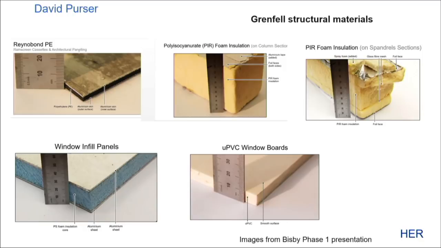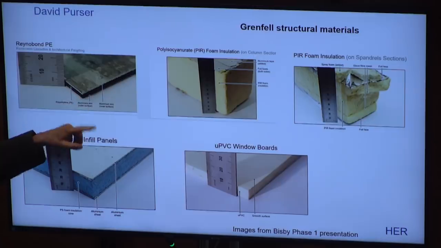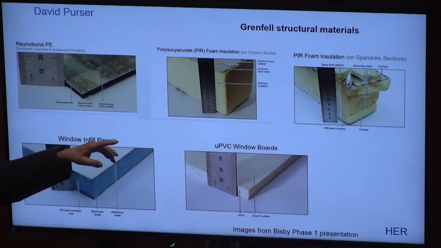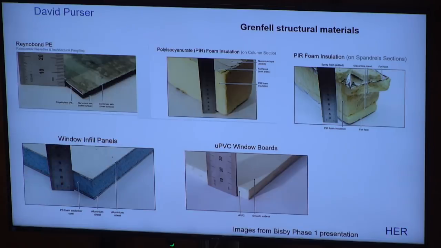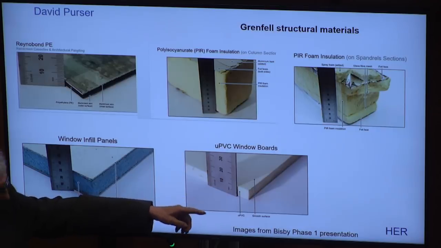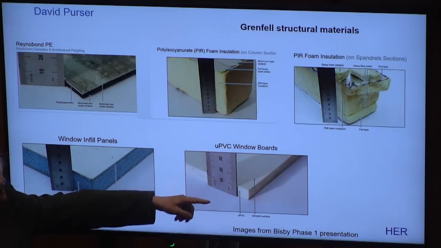This is the 3 millimetre PE in the cladding. This is the PIR insulation, which is in two forms: 100 millimetre thick single layer on the columns and two 80 millimetre thick layers on the spandrels. This is the polystyrene, which is quite thick, but it's a very light density foam. And then you have the very dense, very heavy material, which is the PVC, which is about 9.5 millimetres thick.